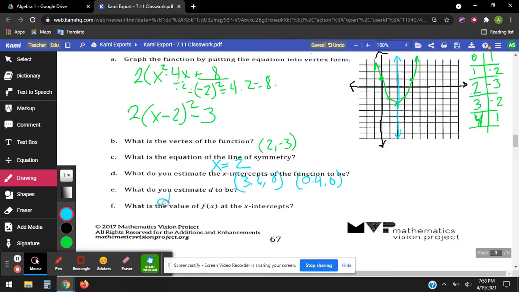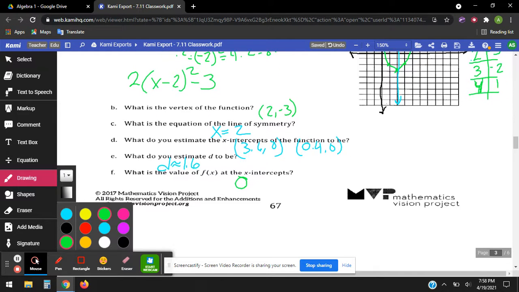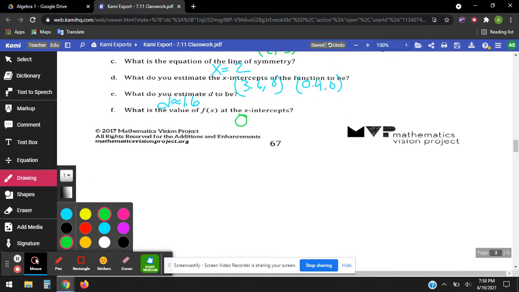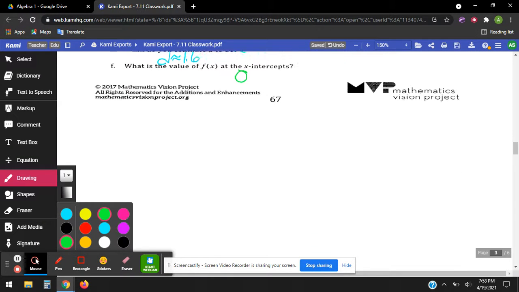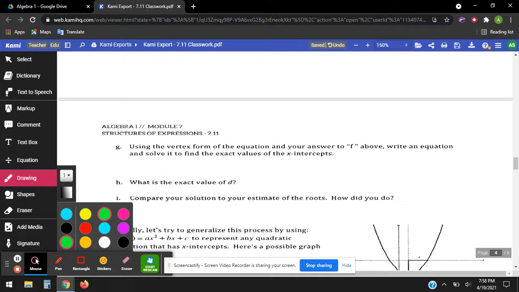Okay, so that means D has to be about 1.6, right? 2 minus 1.6, 2 plus. Okay, so the value of f of x at the x-intercepts, remember f of x equals 0 at the x-intercepts, 3.6, 0.4. Okay, let's see how I did.